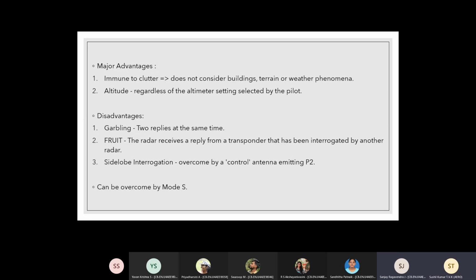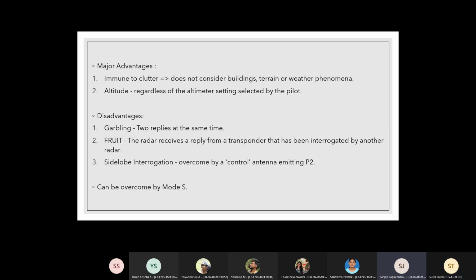So the first advantage is that SSRs are immune to clutter. Clutter is nothing but the echoing of the EM wave from the buildings, terrain, or weather phenomena like clouds, precipitation, etc. This immunity to clutter of the SSRs is because of the fact that different frequencies are used for interrogation and reply. So potential echoes to the same side are ignored. Also, the altitude that we obtain from SSRs is relative to the standard pressure and does not depend on the altimeter setting selected by the pilot. So this helps in reducing and mitigating manual errors.